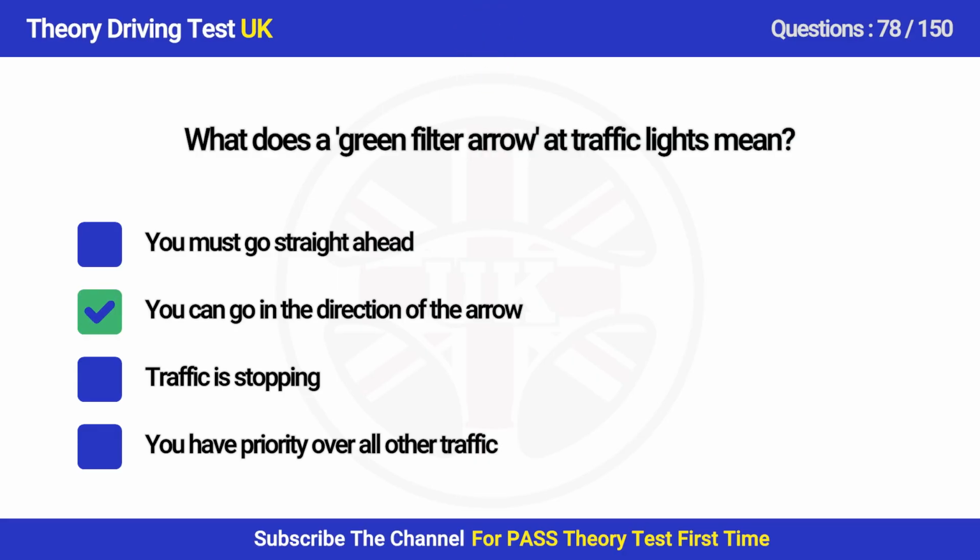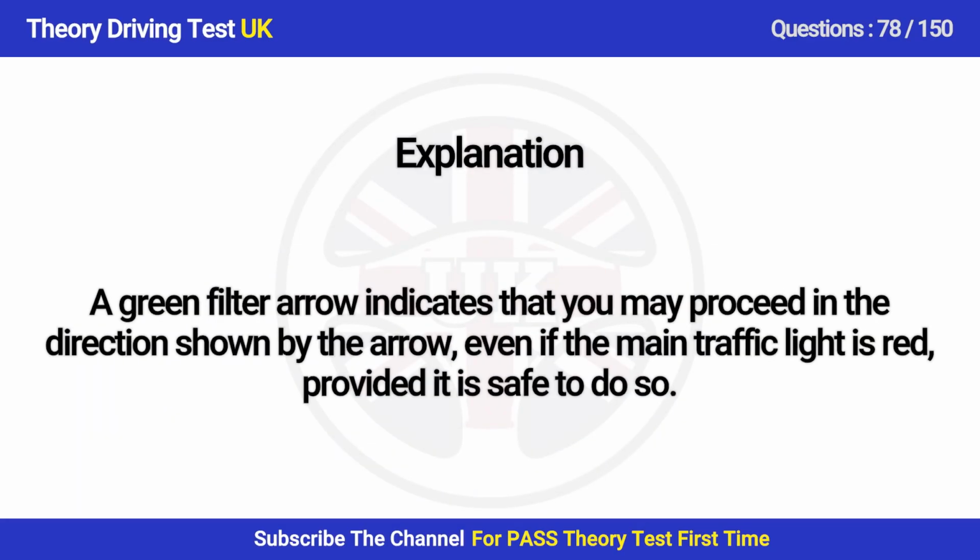Answer is B. You can go in the direction of the arrow. A green filter arrow indicates that you may proceed in the direction shown by the arrow, even if the main traffic light is red, provided it is safe to do so.